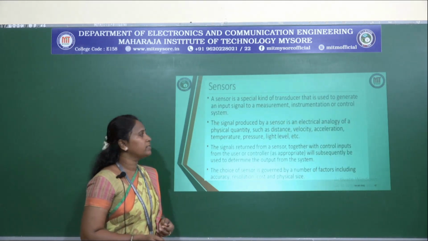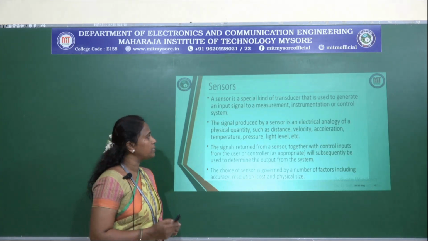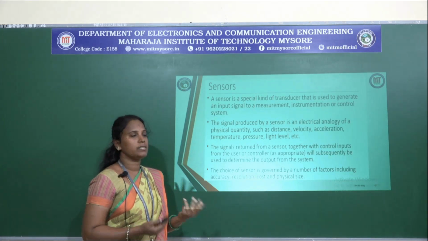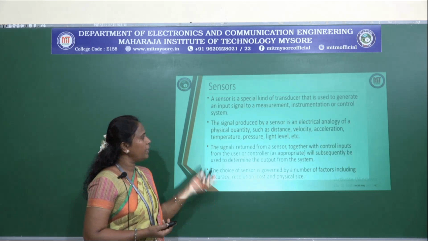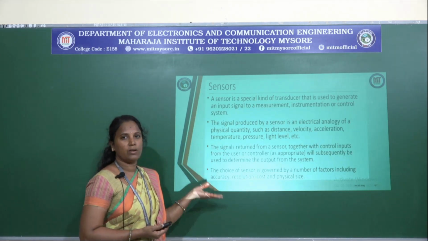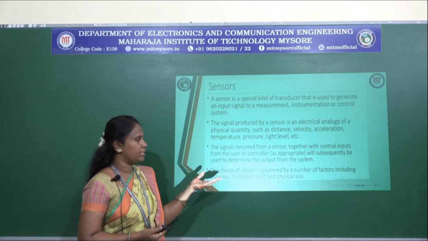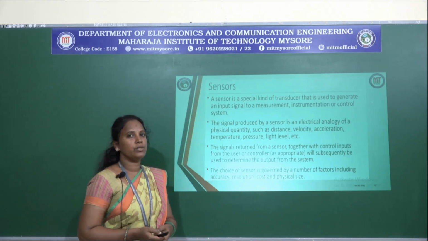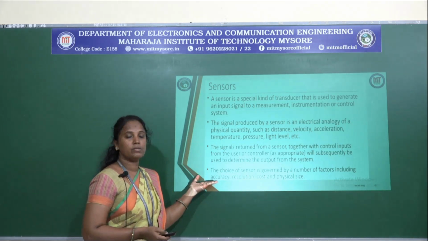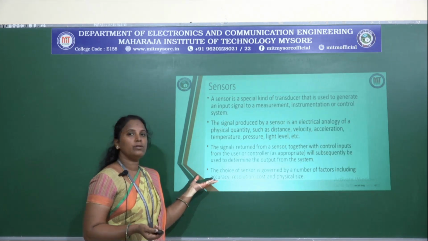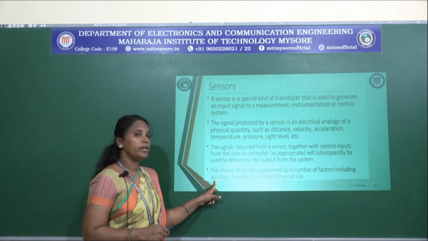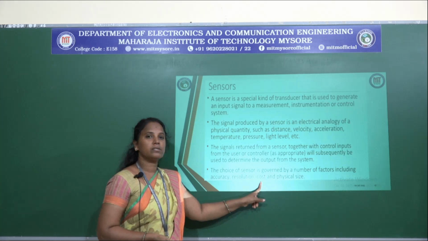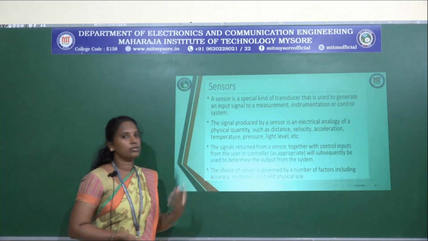Then sensors we have already discussed, where we have numerous types of sensors. Sensors are the ones which are going to sense a signal with respect to any physical quantity such as distance, velocity, acceleration, temperature, pressure, light, etc. Depending upon what type of application you are going to use, the sensor can be chosen, looking into criteria like what is the accuracy of the sensor, what is the resolution, what is its cost, as well as what is the size of the sensor.